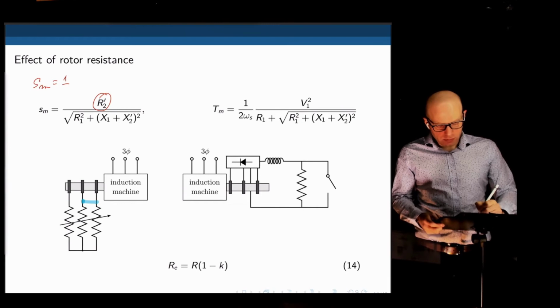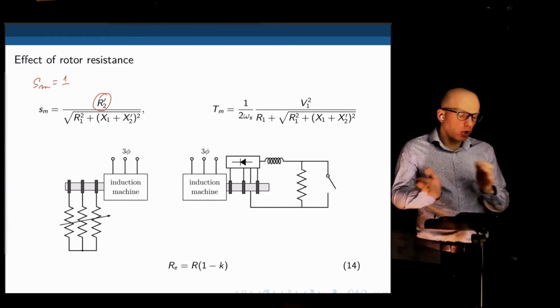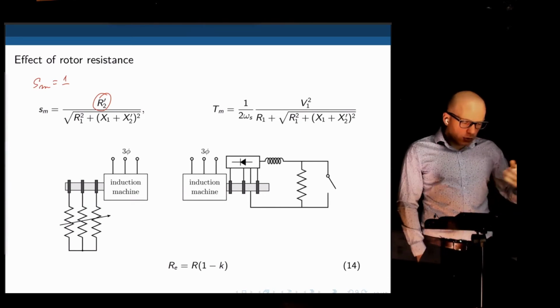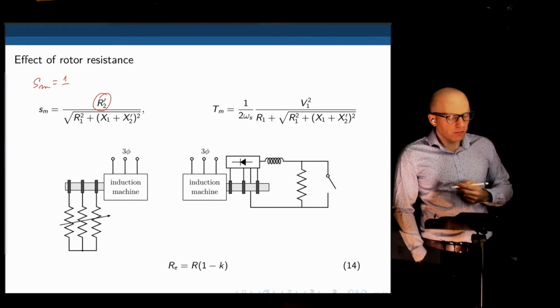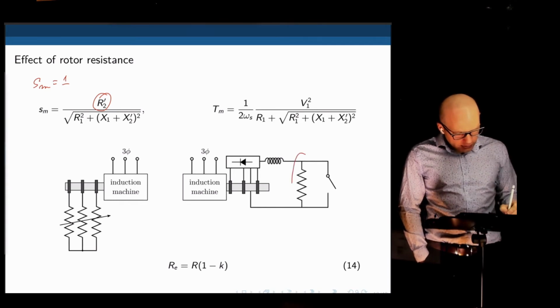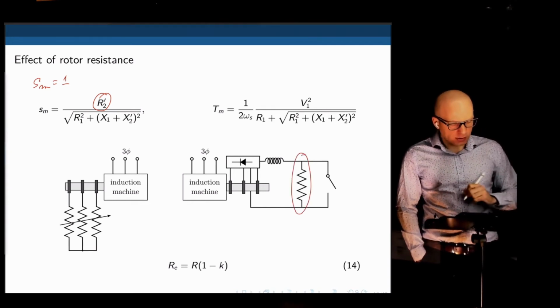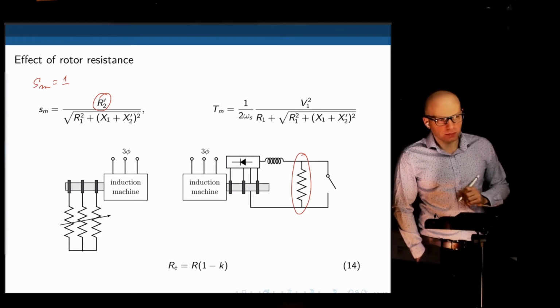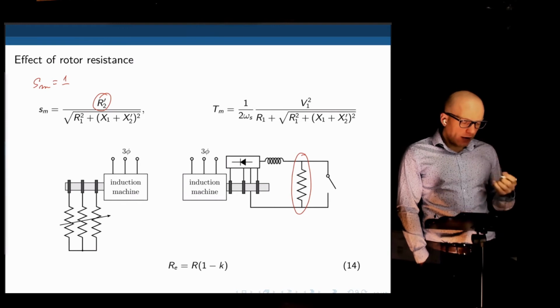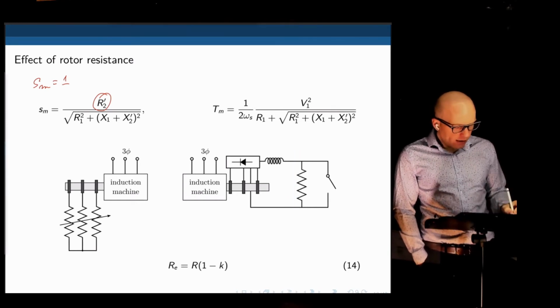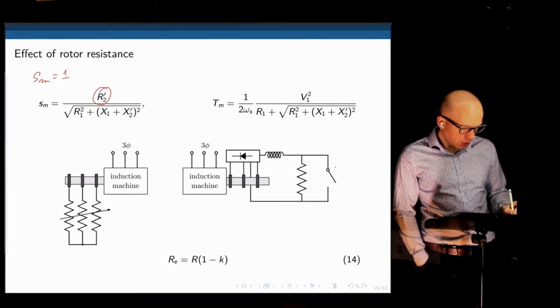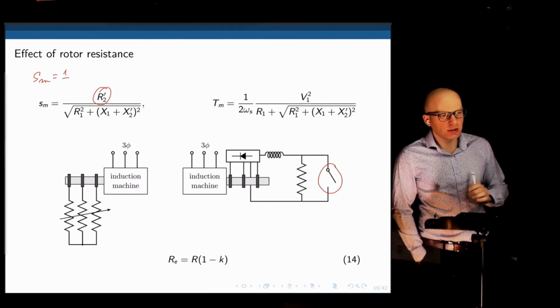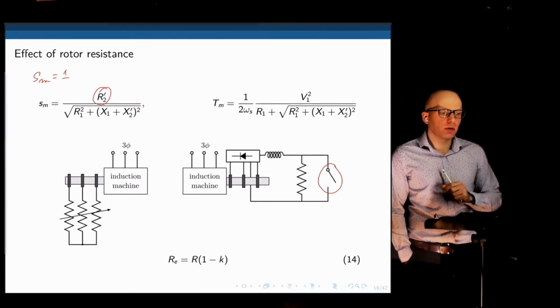That's one way. It would be an on-off system. Or we can use the idea of duty cycle. We can have this resistance connected to the secondary winding or to the rotor winding. We have this resistance, and we have some sort of transistor here that now shortens that resistance.